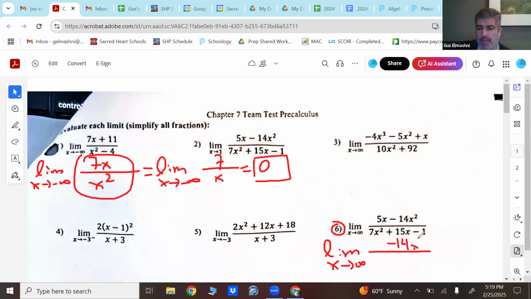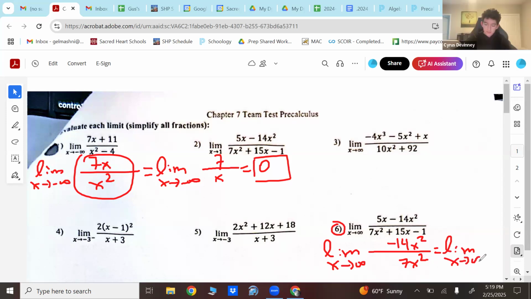So the leading terms are this. Now, how do you reduce that? You cancel out the x squared. And what's negative 14 over 7? It's -2. So the answer is just negative 2. Correct.